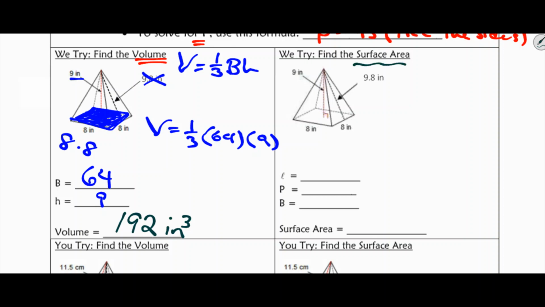Alright, now we're looking at surface area. So we're talking about 1/2 LP plus B. Well, we already have the B. We just found that. That's still 64. That didn't change at all. That part is still 8 times 8.